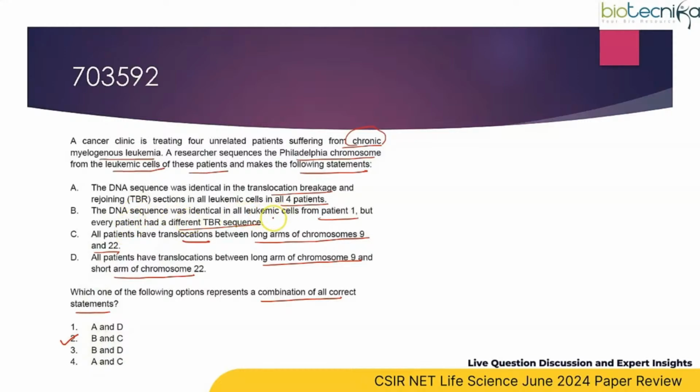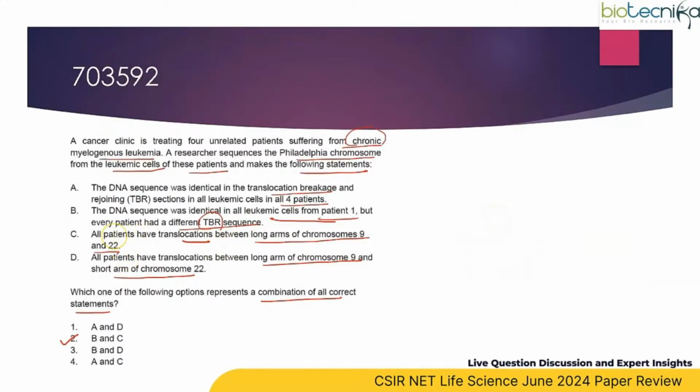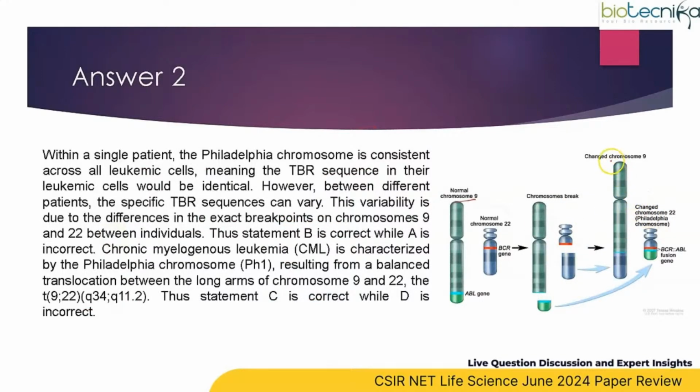The DNA sequence was identical in all leukemic cells from patient 1, but every patient had a different TBR sequence. So if you see the Philadelphia chromosome, this is normal chromosome 9 and normal chromosome 22, which has the BCR gene. When the chromosomes break, it is between the long arm of chromosome 9 as well as the long arm of chromosome 22, so 9 and 22. That is why C is correct over here. The exchange will occur; this green goes over here to the blue, and blue comes here. So the changed chromosome 22 is the Philadelphia chromosome, where the BCR-ABL fusion gene occurs.